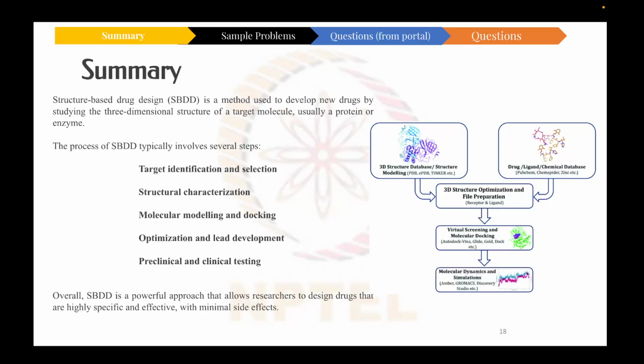Once an optimized lead compound is obtained, it undergoes rigorous preclinical testing to evaluate its safety and efficacy. This involves testing in animal models to assess potential side effects and toxicity. If the lead compound demonstrates safety and efficacy in preclinical studies, it advances to clinical trials in humans. In summary, structure-based drug design enables the design of highly specific and effective drugs with minimal side effects by leveraging the structural information of the target molecule. While it is a complex and time-consuming process, it has the potential to revolutionize drug development and improve treatments for a wide range of diseases.